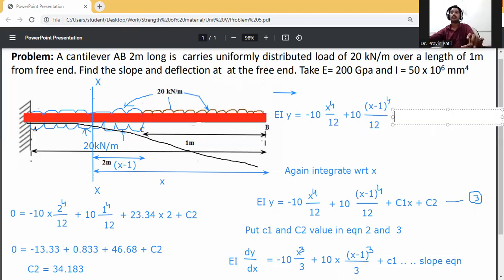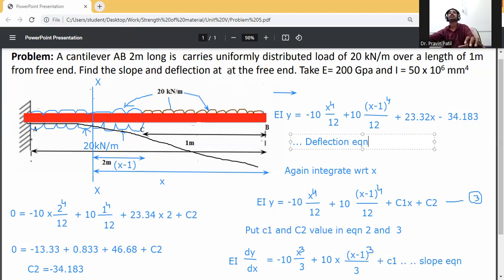plus C1 value. We know that C1 will be 23.34x, then plus C2. Actually, this one will be minus value of C2. Let me cross check: minus 13.33 plus 0.833 plus 46.68. So C2 will be minus 34.183. So this one is the deflection equation.